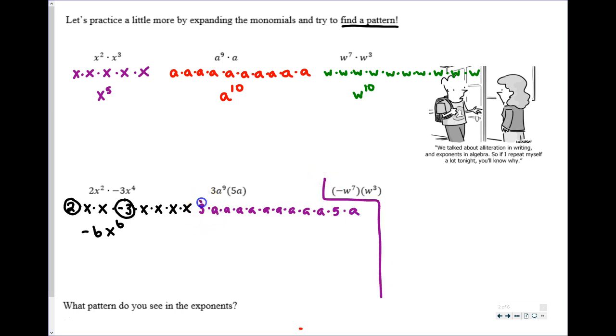Okay, so I've got 3 times 5. I know they're really far apart, but we always put our coefficients first. So 3 times 5 is 15. And then I've got 1, 2, 3, 4, 5, 6, 7, 8, 9, 10 a's.